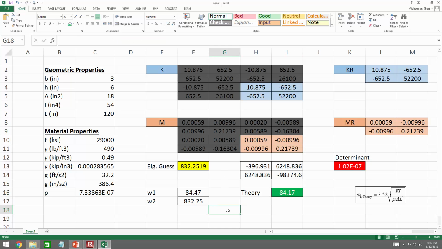And look at that. With one finite element, we got a first natural frequency of 84.47. The actual answer is 84.17. Pretty close, right? Again, finite elements is an approximate technique. It is not the exact answer. It's always approximate. But that's pretty good. That's pretty close.